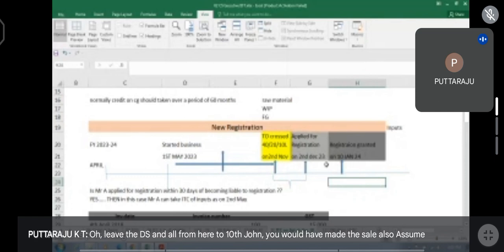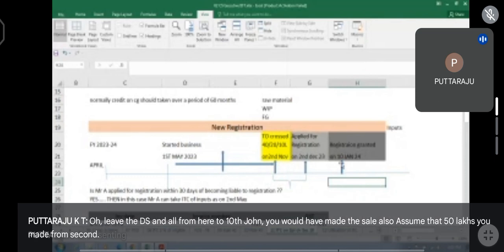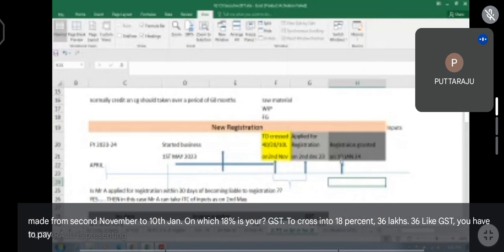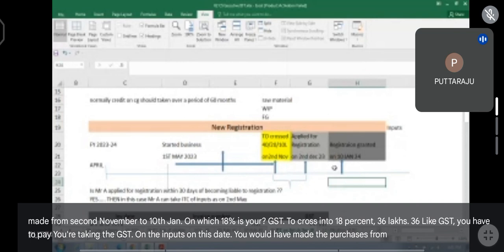Assume that 50 lakh sales you made from 2nd November to 10th Jan, on which 18% is your GST. 2 crores into 18%, 36 lakhs. 36 lakh GST you have to pay. You are taking the GST on the input on this date. You would have made the purchases from 1st May to 10th Jan.